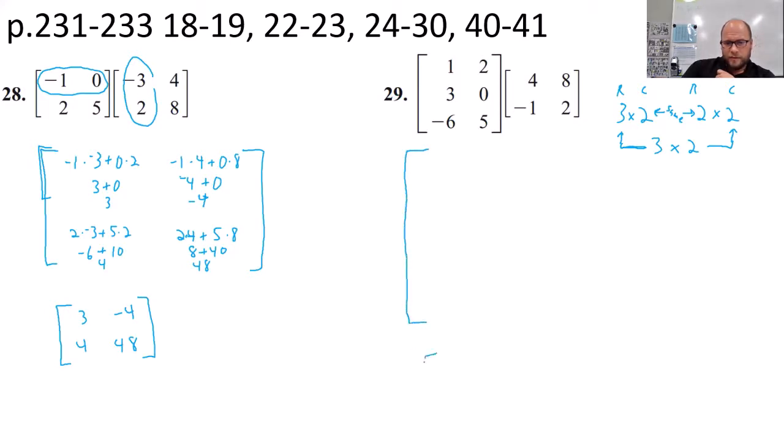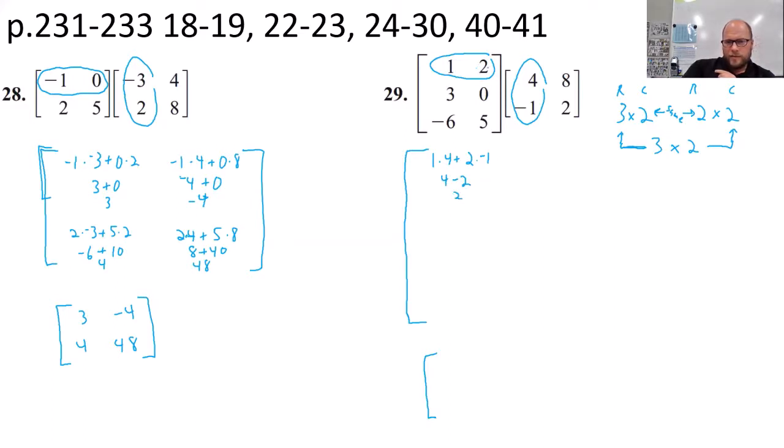And our final thing, I'm going to draw down here as well. So we have 1 times 4 plus 2 times -1. Again, that was the first row, first column. 1 times 4 is 4. 2 times -1 is -2. 4 and -2 is +2.